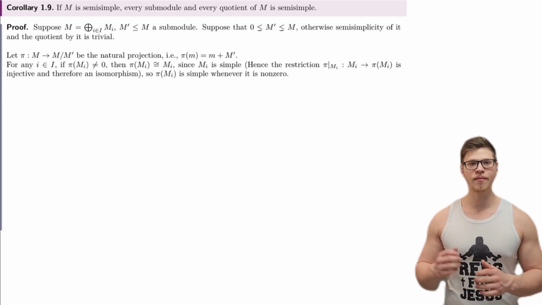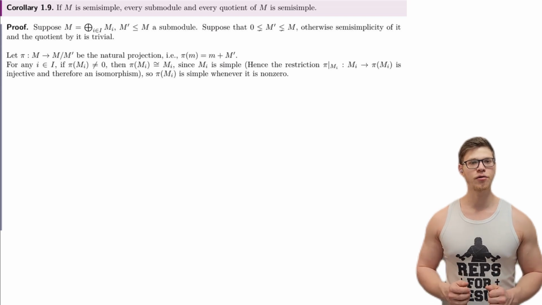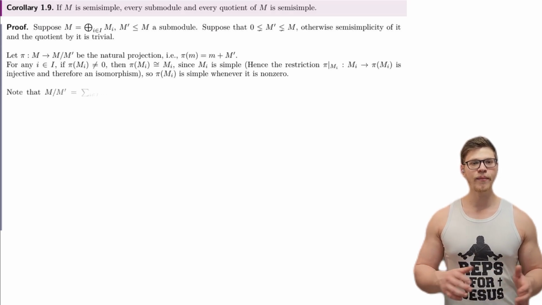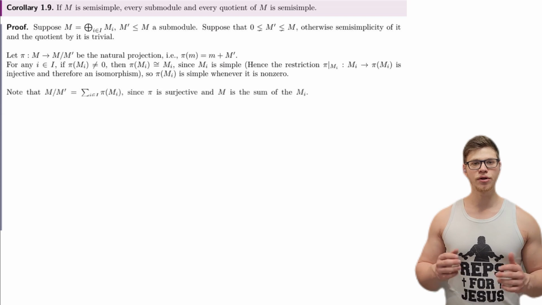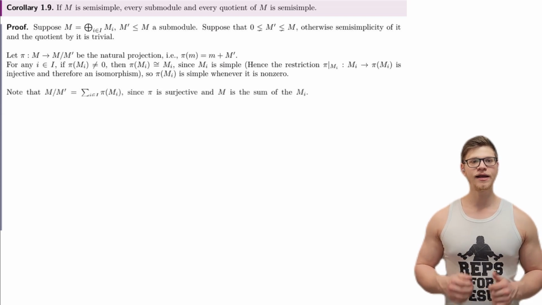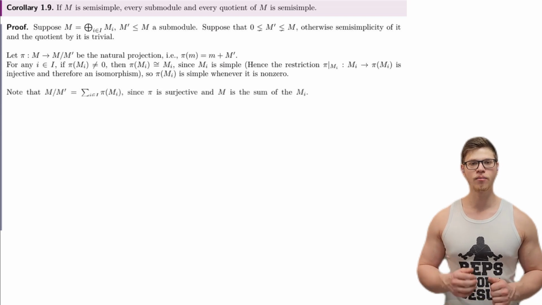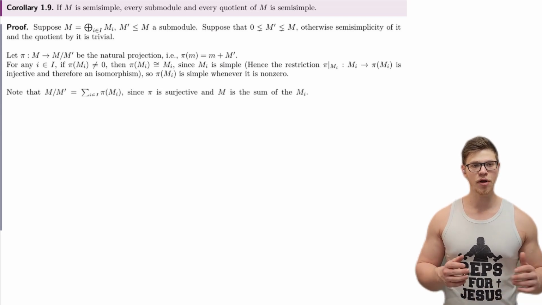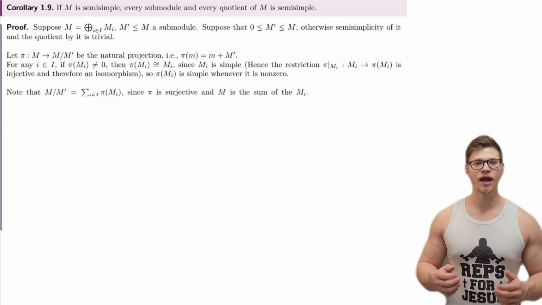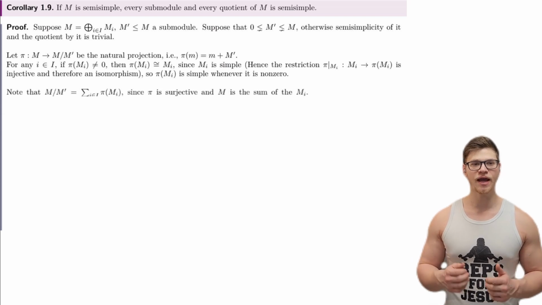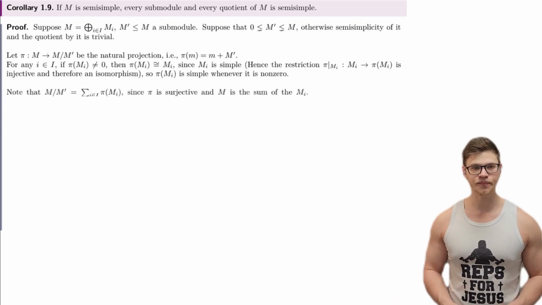So π(mᵢ) is simple whenever it is non-zero. Note that M mod M' is equal to the sum of the π(mᵢ) indexed over capital I. This is because π is a surjective homomorphism, so its image is the whole of M mod M', and it of course preserves sums, and M is the sum of the Mᵢ.